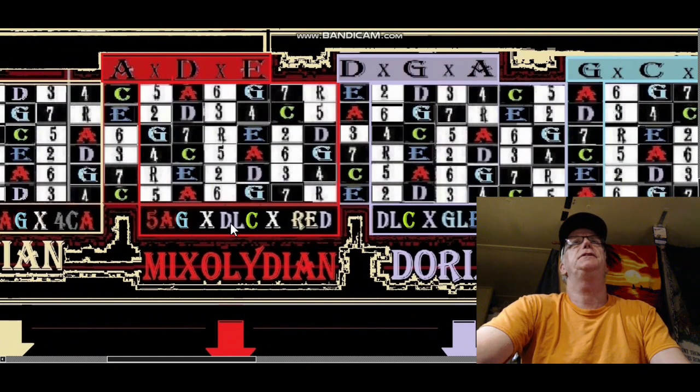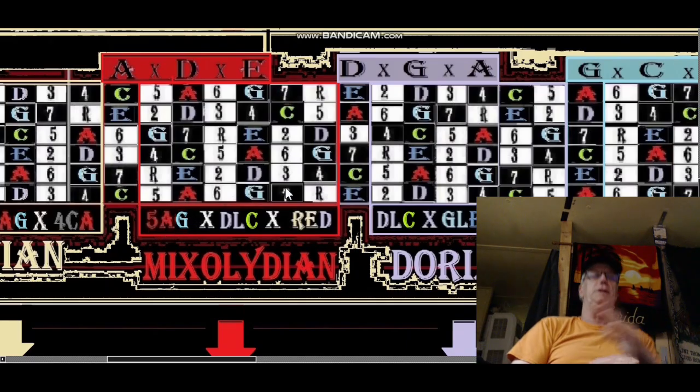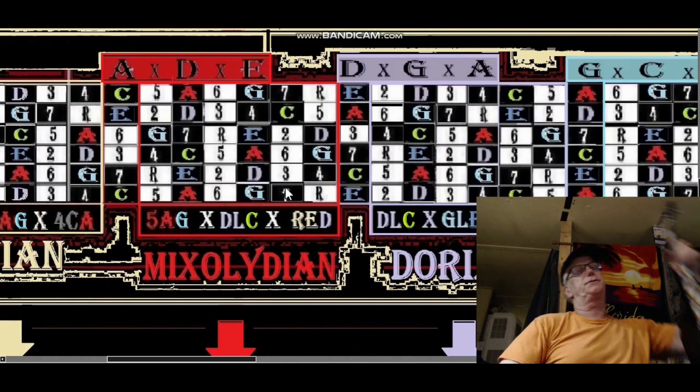5A G to D long C. The 5A is a long pattern anyway. It's going to play into the G, the next. So A goes to G in the word cage. We're going to the right. It's going to play into the right. We're always playing to the right with the long patterns.